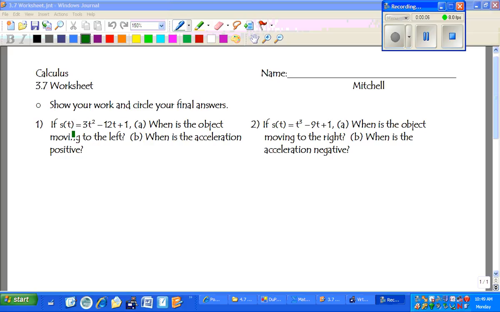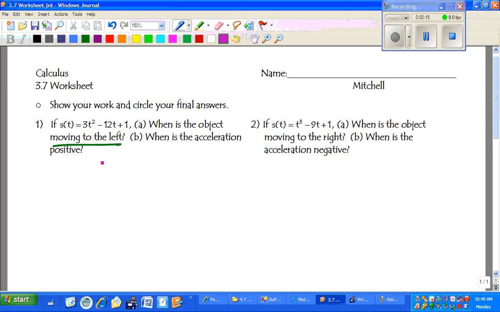So for number one, we have our position function. We want to know when is the object moving to the left. So that tells us that the derivative, the velocity, has to be less than 0. So for part A, we need to know when is the velocity less than 0. So first, figure out when the velocity is 0.